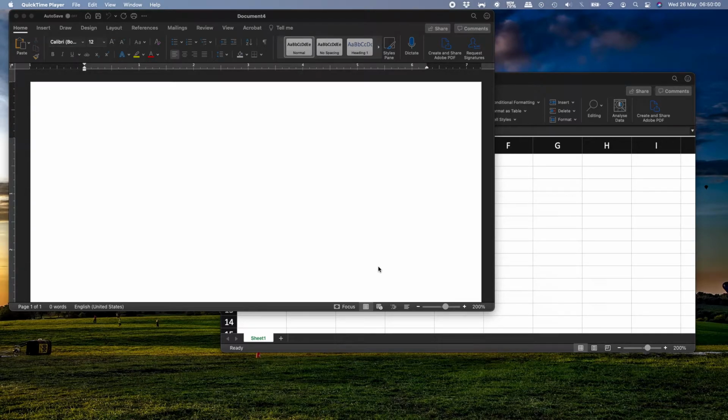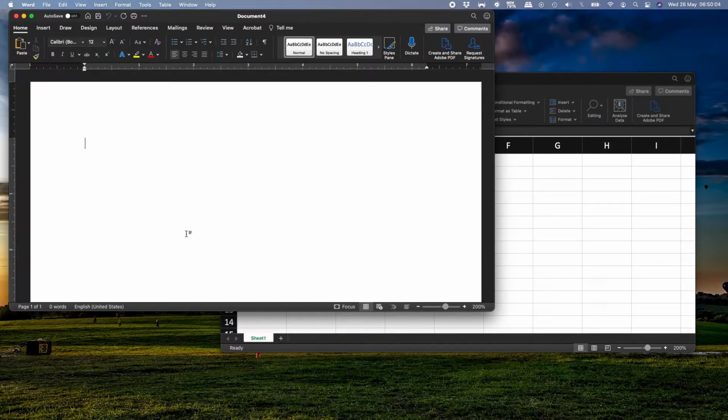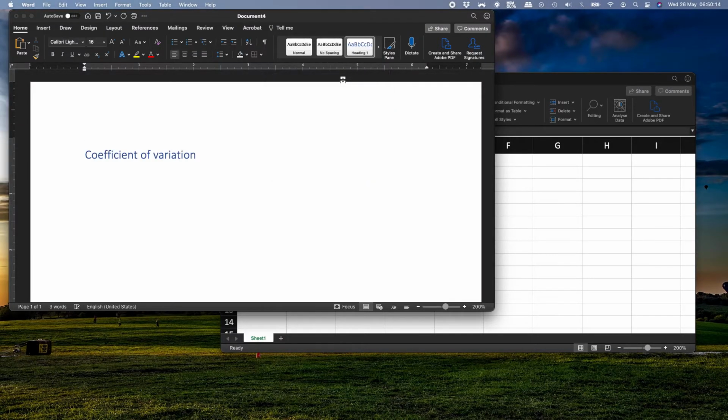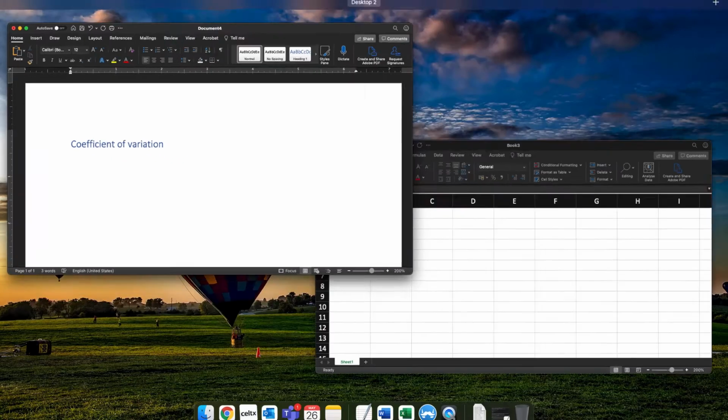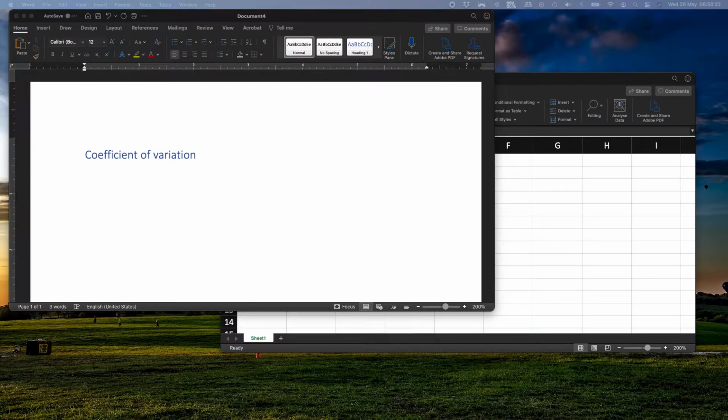Hello, everybody. So today we're going to talk about the topic of coefficient of variation. Okay, now this calculation is done to estimate what the level of separation is between a series of values that we have in order to compare how much actually things are varying.